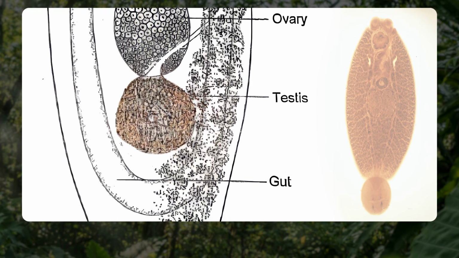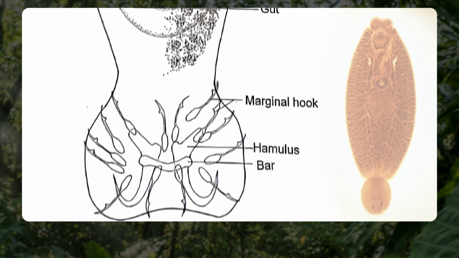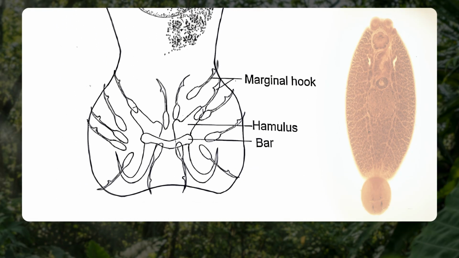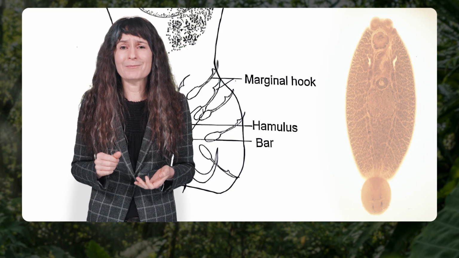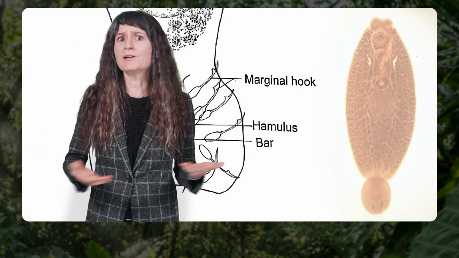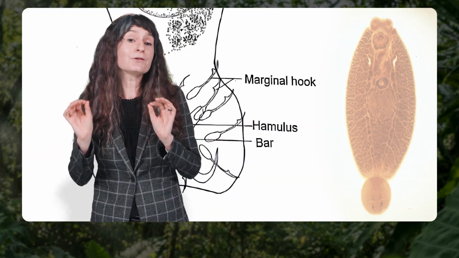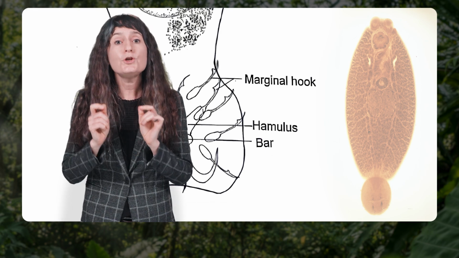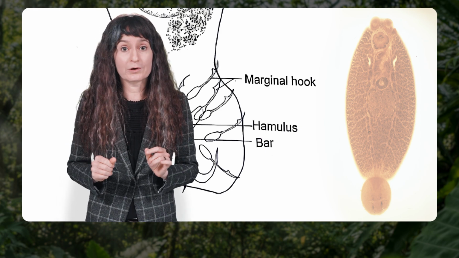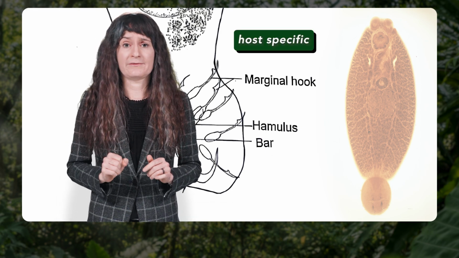Now, as I mentioned, the posterior end of a monogene is armed with this big attachment organ called an opisthaptor, or a haptor. When I first heard the word opisthaptor, I honestly just thought it was a random bunch of consonants stuck together. But it is a real word that refers to this organ that is very finely tuned to attach to the host to which this organism is highly host-specific.